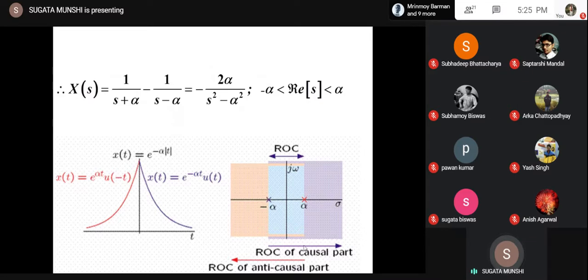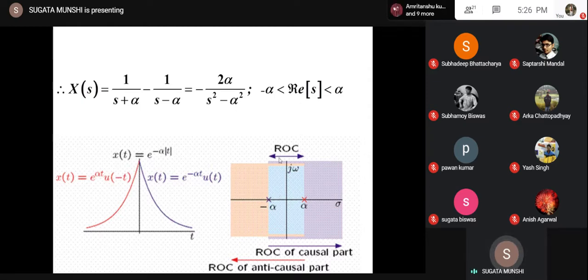For the anti-causal component, it starts from s equal to alpha and extends leftward up to s equal to minus infinity. Now the two ROCs of x1s and x2s overlap in this region, extending from sigma equal to minus alpha to sigma equal to plus alpha. Therefore, the ROC of xs is a vertical strip of finite width in the direction of sigma axis.